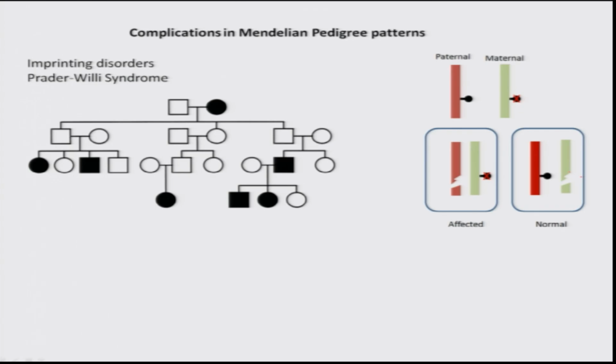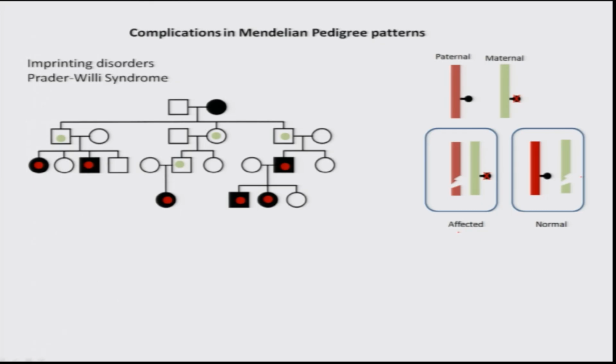On the other hand, if the mutant allele happens to be the paternal allele, although the other copy is wild type, this cannot rescue the defect because it gets silenced. Therefore, this individual would have the disease. What you see here is a pedigree wherein the colors of the dots within the circle or the square represent the carriers.